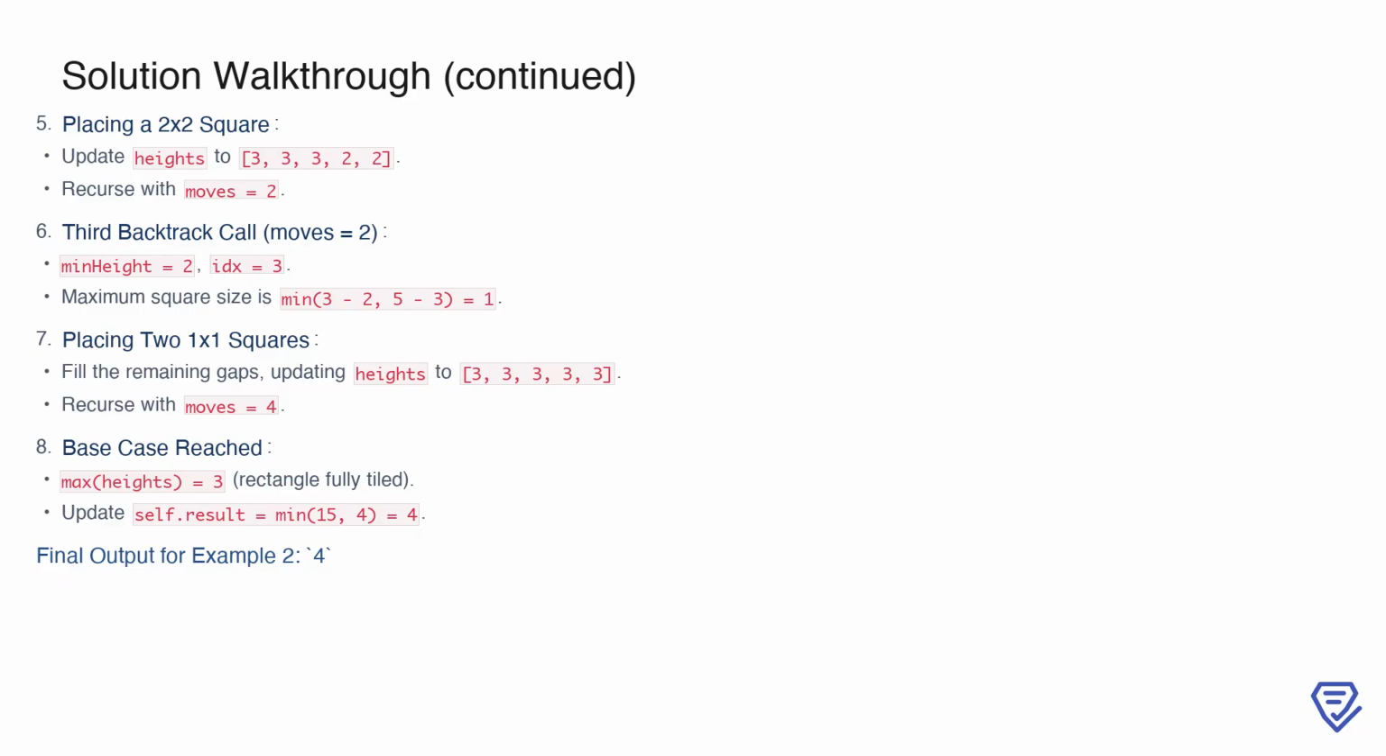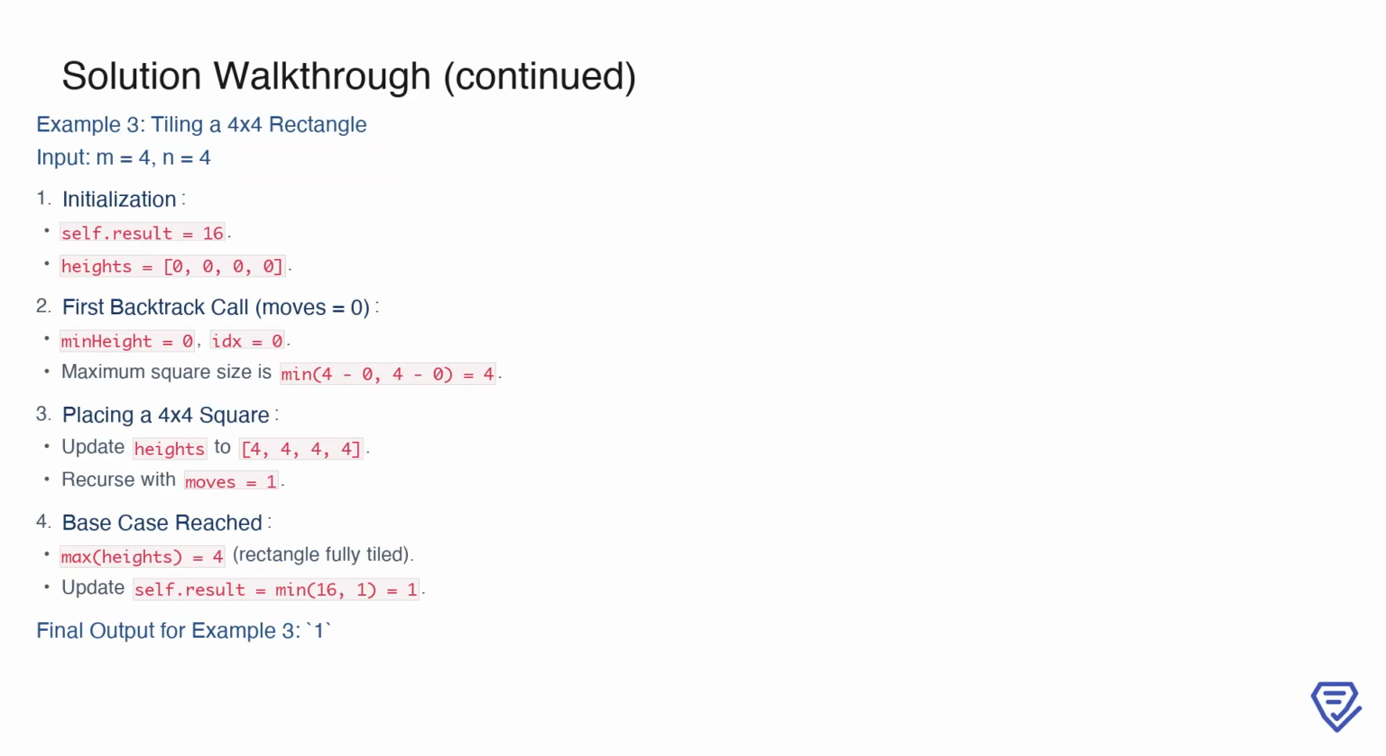At this point, the rectangle is fully tiled, as all columns reach the maximum height of 3. The base case is reached, and the algorithm updates self.result to the minimum of 15 and 4, resulting in a final output of 4 for this example.